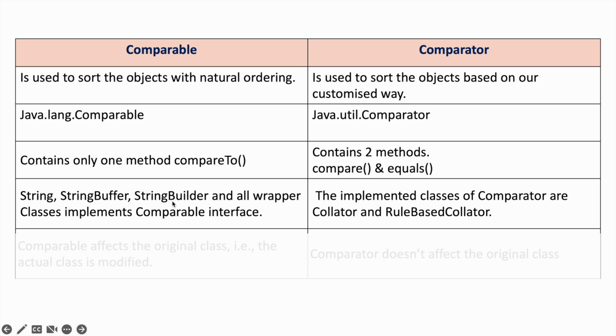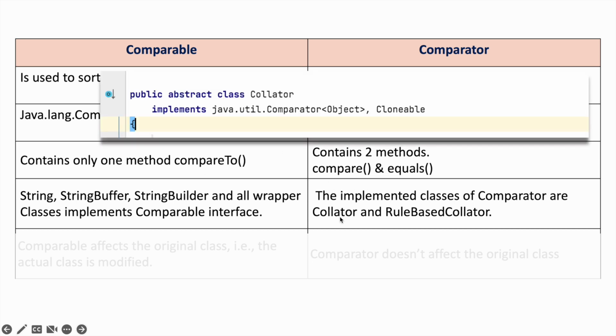So in all these predefined classes, the Comparable interface is implemented, and the compareTo method is implemented for the default natural sorting order. So if you want to sort String, StringBuffer, StringBuilder or any wrapper class objects by using Collections.sort or TreeSet, we can happily do so because they internally implement the Comparable interface. The implementation classes for Comparator are Collator and RuleBasedCollator.